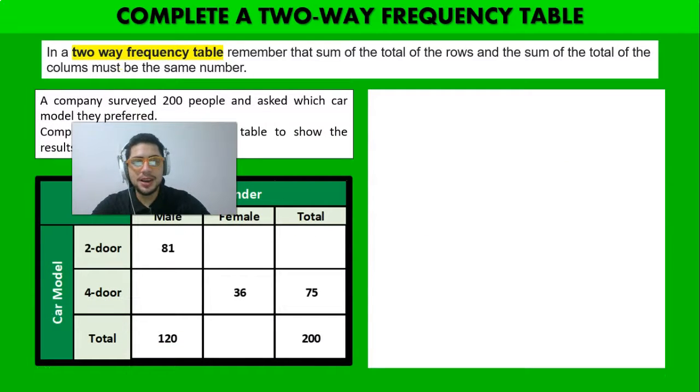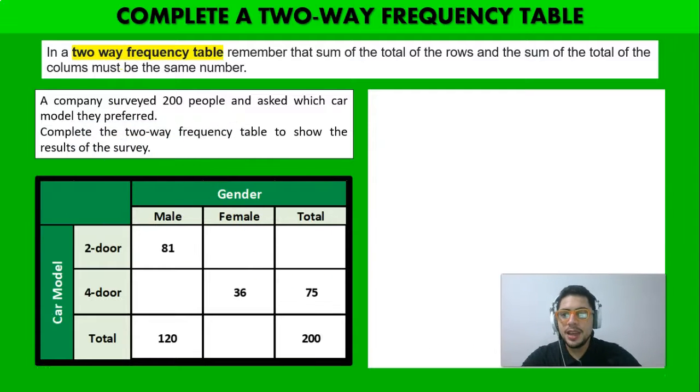Okay guys, so we are going to take a look at the following problem. A company surveyed 200 people and asked which car model they preferred. Complete the two-way frequency table to show the results of the survey. Okay guys, so this should be pretty easy.